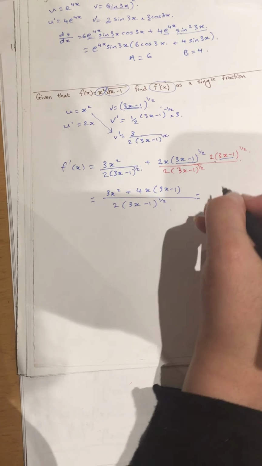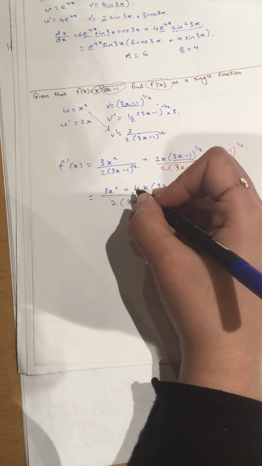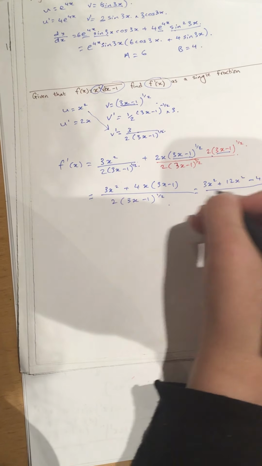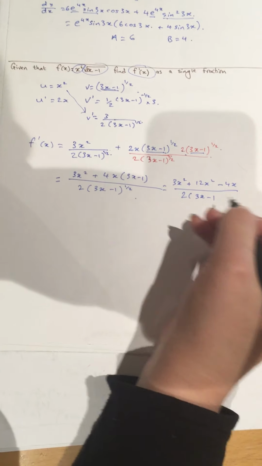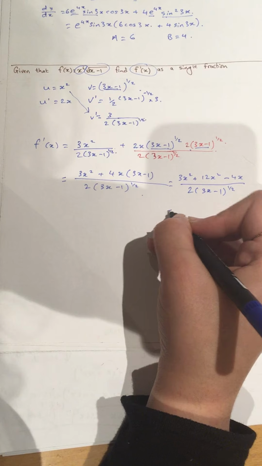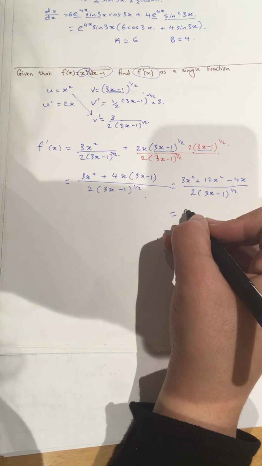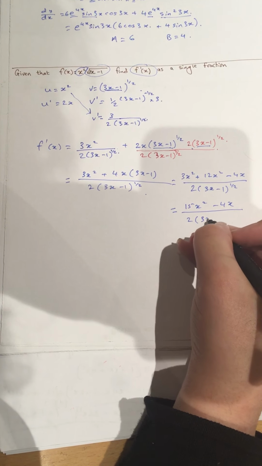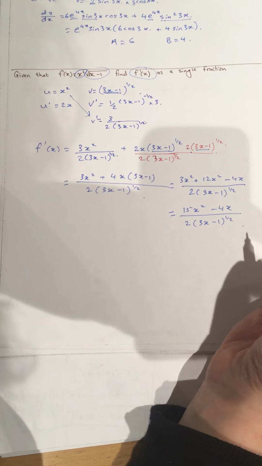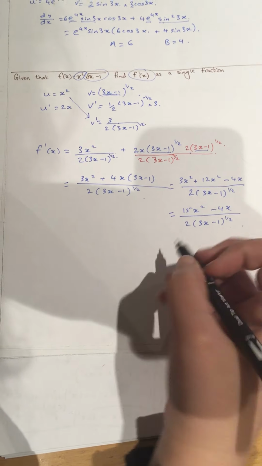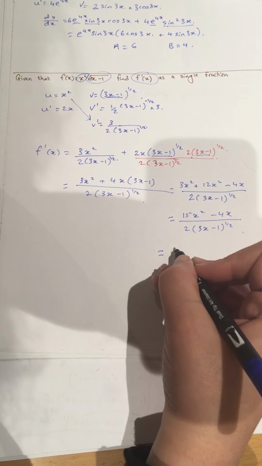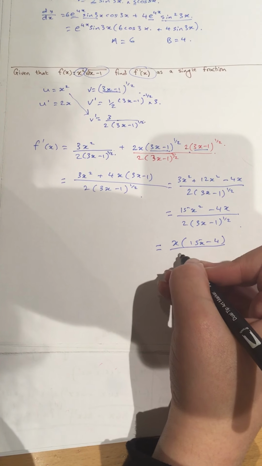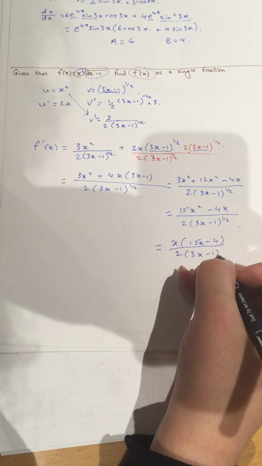I could expand this out. That will give me 3x squared plus 12x squared minus 4x over this to the power half, and tidy up further. 3 plus 12, 15, x squared minus 4x over 2 into 3x minus 1 to the power half. Now it's a single fraction. And if you want to be extra, because why not, you can take out x. 15x minus 4 over 2 into 3x minus 1 to the power half.